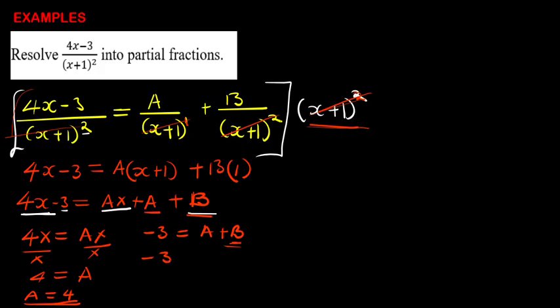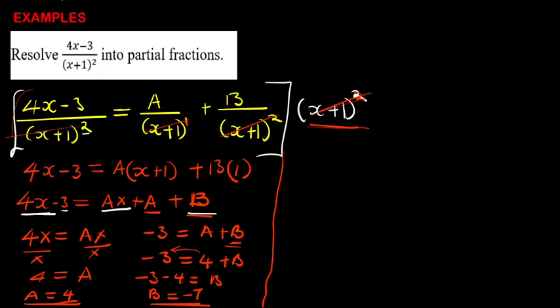So it will be negative 3 equal to, where there is a, I'll put 4 plus b. Then next it will be 3. Then this 4 will come to the other side, meaning it will be negative 4 equal to b. Then in short, your answer will be negative 7. So you have found that a is equal to 4, then b is equal to what? Negative 7.